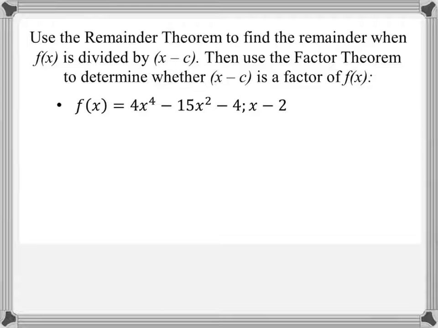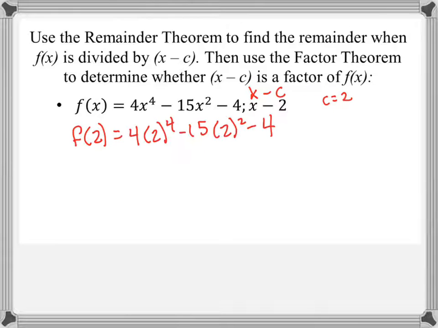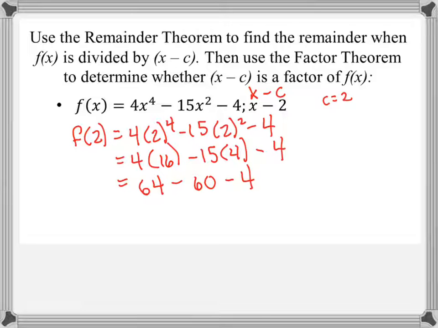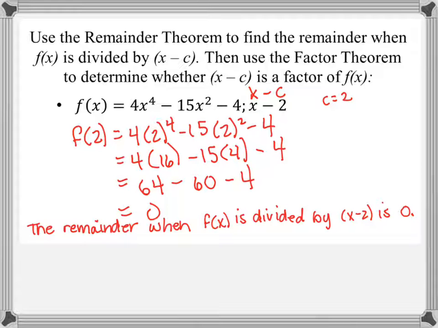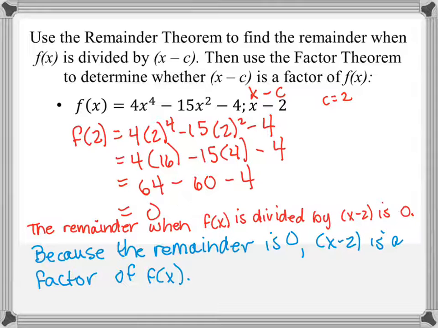So x minus 2 is in the form x minus c, so c is 2. So what we need to do is calculate f of 2. f of 2 equals 4 times 2 to the fourth minus 15 times 2 squared minus 4, which is 4 times 16 minus 15 times 4 minus 4, 64 minus 60 minus 4, or 0. So the remainder when f of x is divided by x minus 2 is 0. And because the remainder is 0, x minus 2 is a factor of f of x.